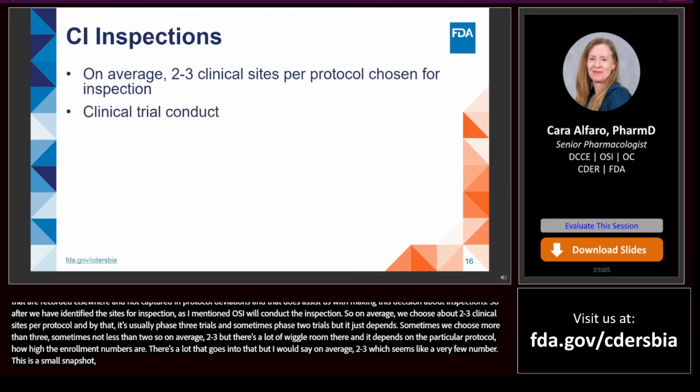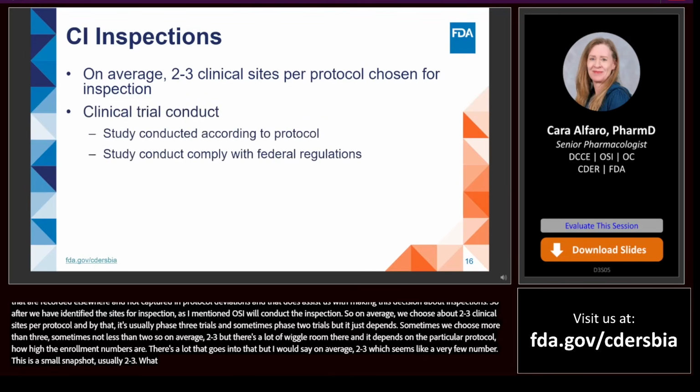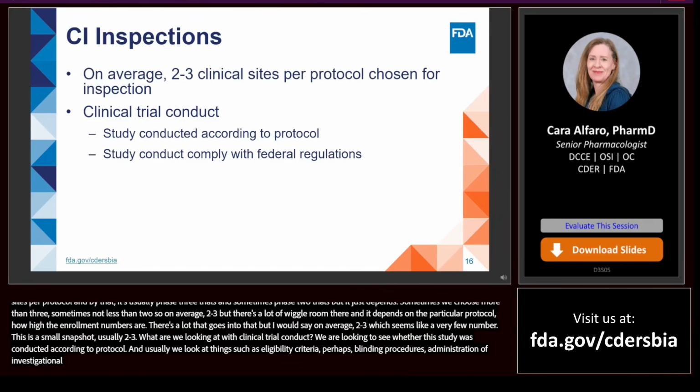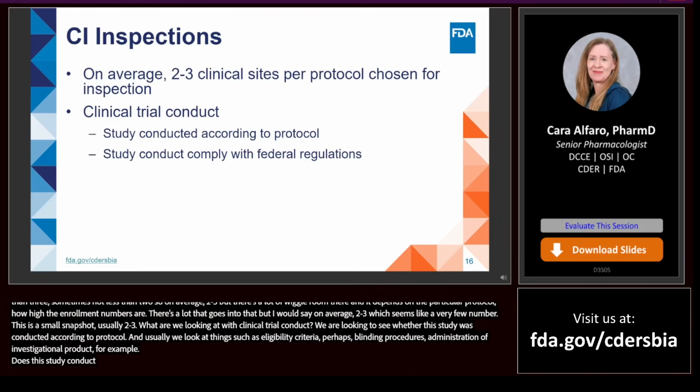And what are we looking at with clinical trial conduct? Well, we're looking to see whether the study was conducted according to protocol. And usually we're looking at things such as eligibility criteria, perhaps blinding procedures, administration of investigational product, for example. Does the study conduct comply with federal regulations? And by that I mean IRB approvals, consent procedures, financial disclosure, things of that nature.